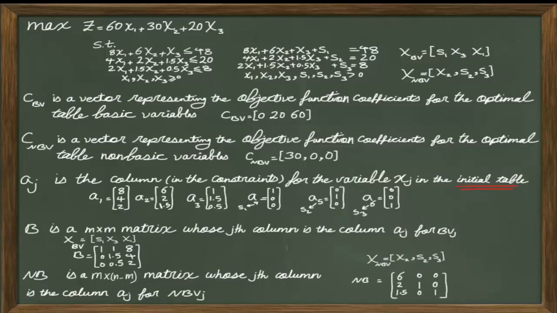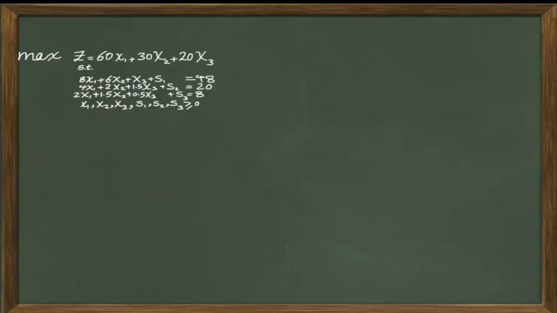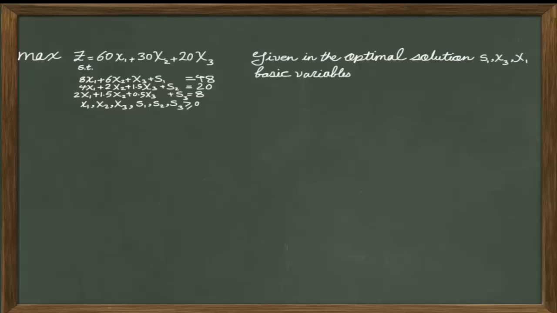Now we have learned all the notations for matrix calculation. We are good to start looking at the formulas that we need to regenerate the final optimal table. So this is the maximization problem that we looked at, and we were given that in the optimal table we have S1, X3, and X1 as our basic variables. And we had matrix XBV, XNBV. We found the coefficient of these decision variables in the objective function, and formed matrix CBV and CNBV.